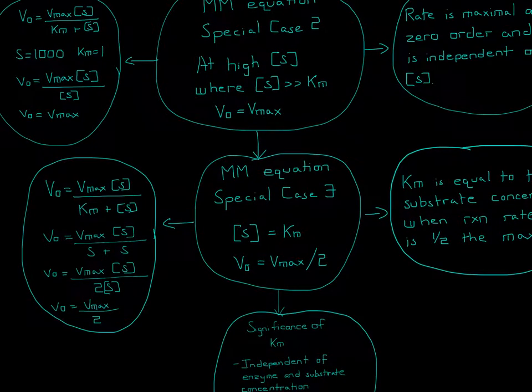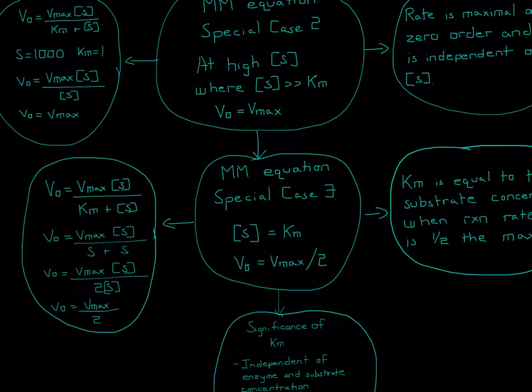That's why it's a zero order equation. Okay, so special case number 3 is when substrate concentration is equal to the Km, V0 equals Vmax divided by 2. So let's look at why. You have the original equation, and if you say that S is equal to Km, the numbers are the same, so basically you can make Km another S.